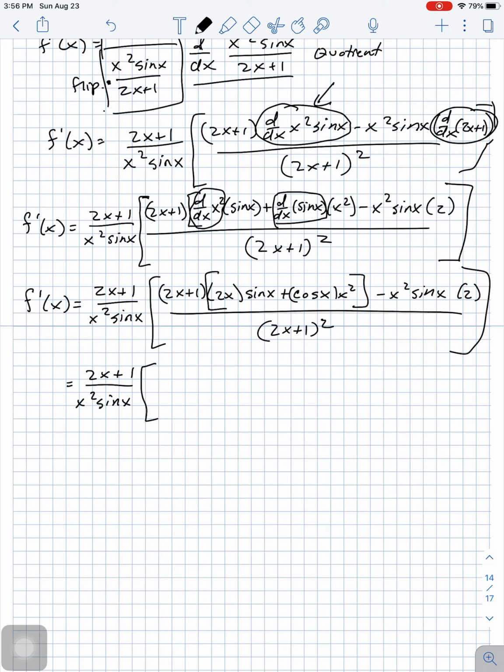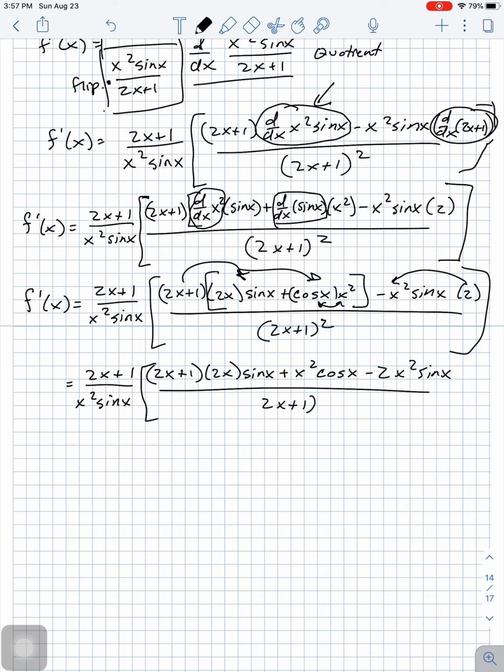Let's see, what do we have here? I'm looking for common terms in the top. I see that there's an x term in each. I don't know that that'll be helpful, but let's just multiply this out. I'm going to take this guy and distribute it into both of these terms, times 2x times sine x. And then I'm going to just switch the order of these. I like to put my polynomials first, my trig functions last, and then also just pull the 2 in front of here. 2x squared sine x over 2x plus 1.